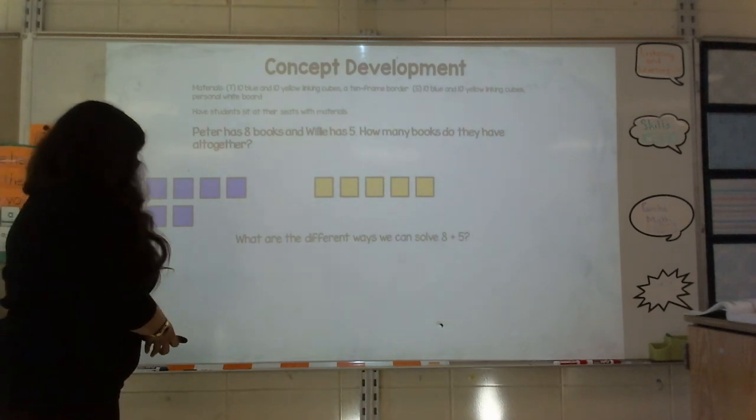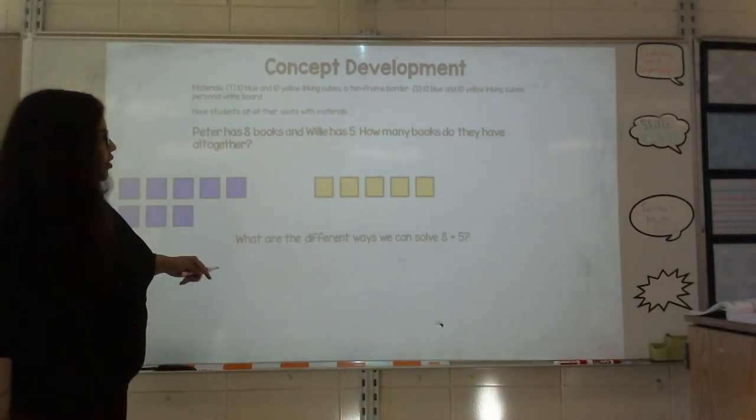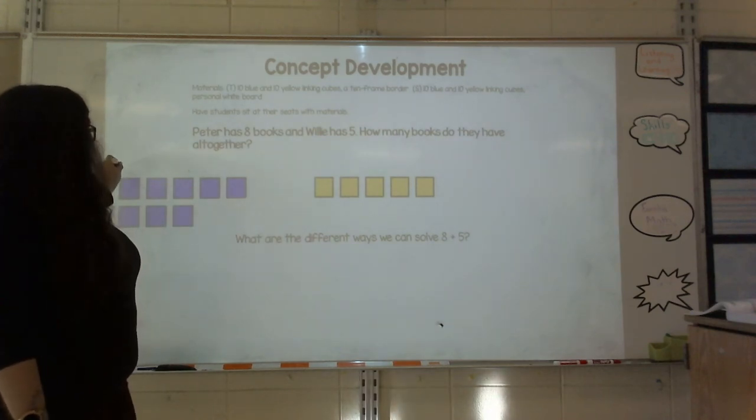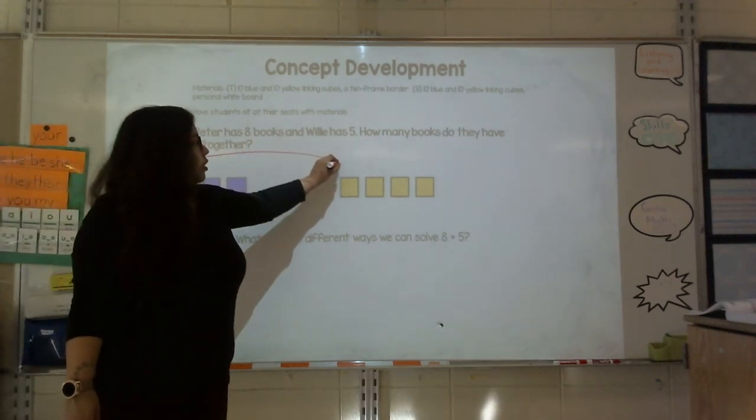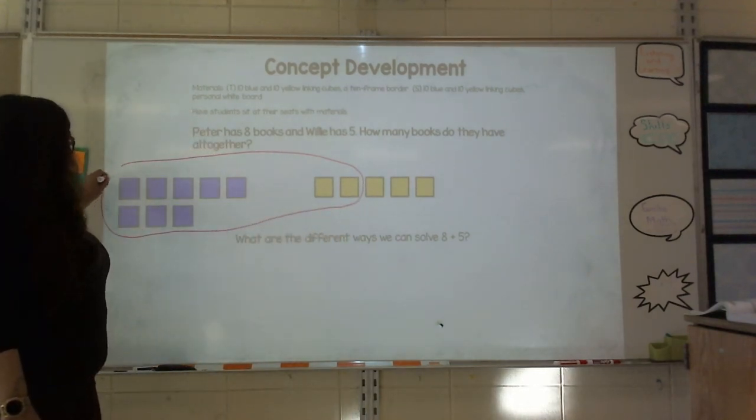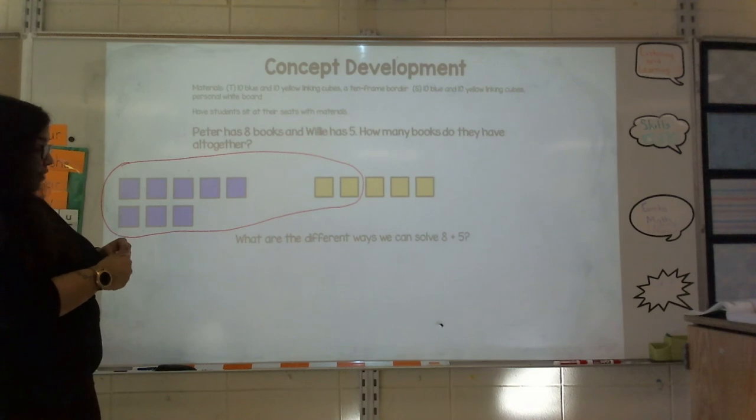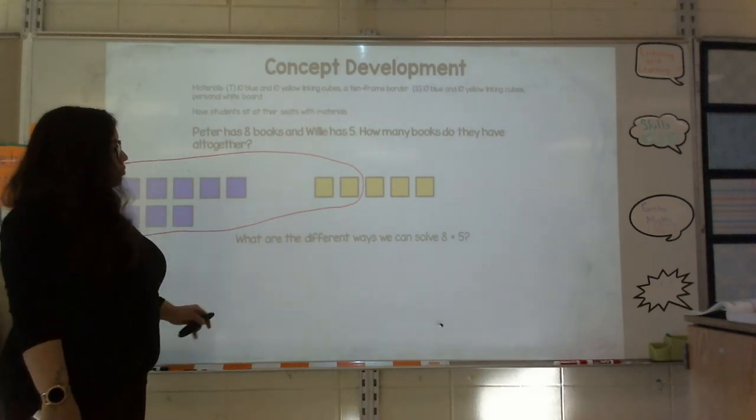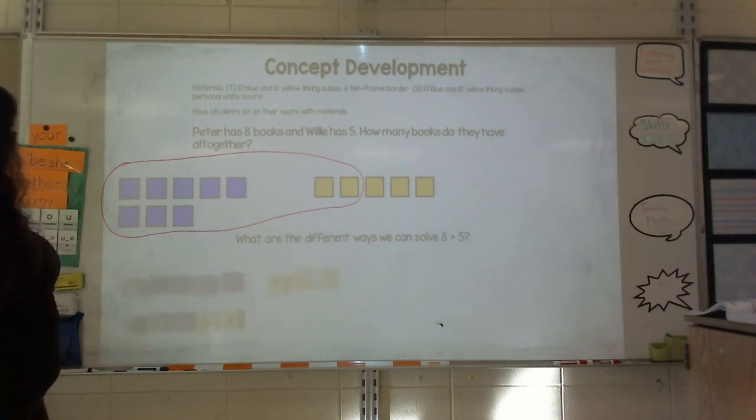And picture-wise, how many do you need to complete that group of 10? 2. So let's borrow 2 from Willie's pile. We're not taking his books. We're just making a group of 10 to make for easier counting. Okay? That depicts 10 and 3 now, yes?